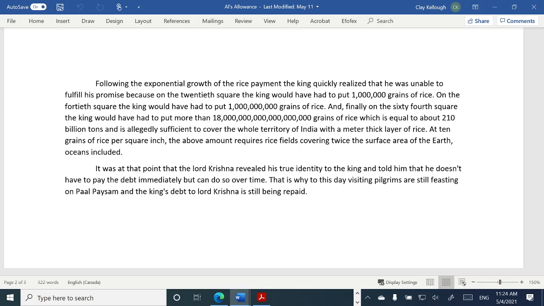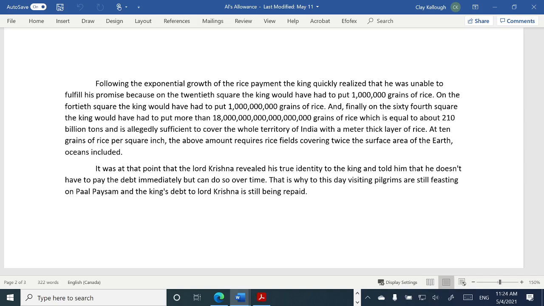Somebody actually did the math on this, and it is allegedly sufficient to cover the entire territory of India a meter thick in rice grains. At 10 grains of rice per square inch, the above amount requires rice fields covering twice the surface of the earth, and that includes the oceans, where apparently you can't grow rice.